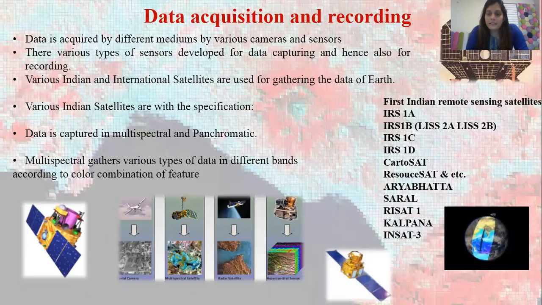Now if we see the different types of satellites, first the Indian Remote Sensing Satellite. Indian Remote Sensing Satellite means IRS. You might have heard somewhere of IRS data, Cartosat data, Resourcesat data, right? So here Aryabhatta is the very first satellite which we launched. The first trial we made was named Aryabhatta, then Kalpana, Resourcesat 1, Insat 3.